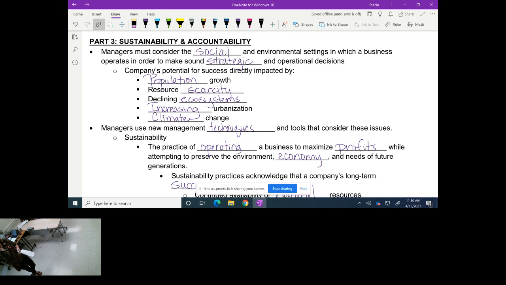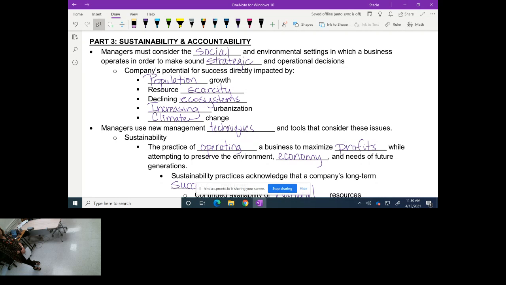Okay. So managers must consider these social and environmental settings in which a business operates in order to make sound strategic and operational decisions. They have to be careful not to upset anybody that is an environmentalist and trying to watch out for the best for our planet. Plus, they need to not do things that are going to hurt. Don't pour out your toxic waste in the local lake. It's not a good idea. You got one planet. Make it work.